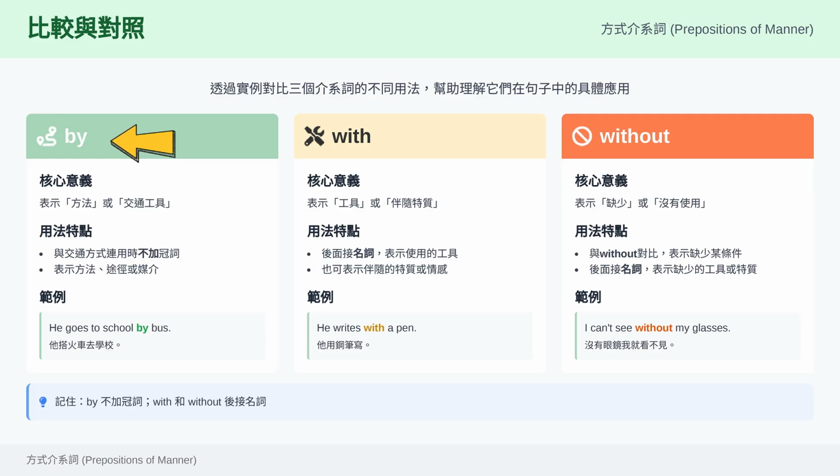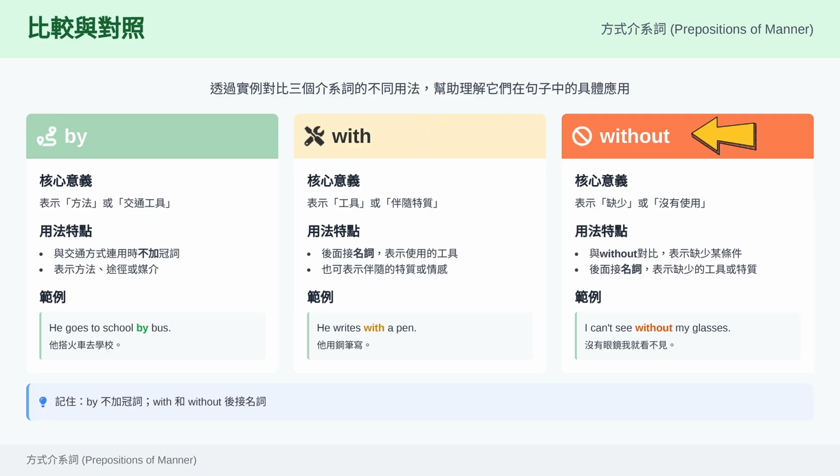By: core meaning indicates method or means of transportation. Usage characteristics. Used with a mode of transportation without an article. Indicates a method, means, or medium. Example. He goes to school by bus. With: core meaning indicates tool or accompanying characteristic. Usage characteristics. Followed by a noun, it indicates the tool used. Can also indicate an accompanying characteristic or emotion. Example. He writes with a pen.